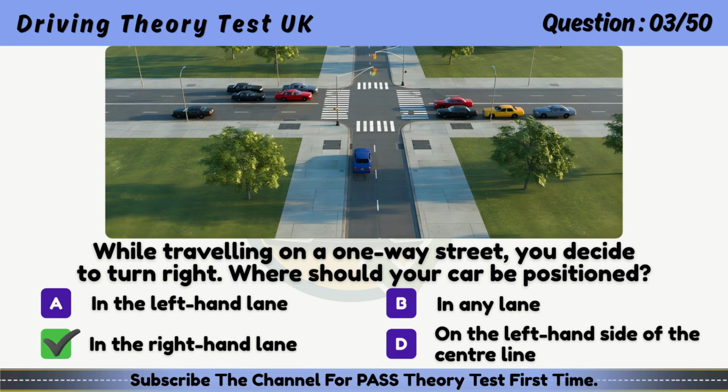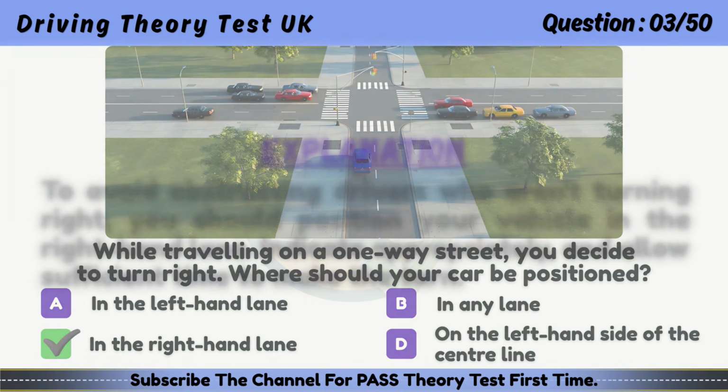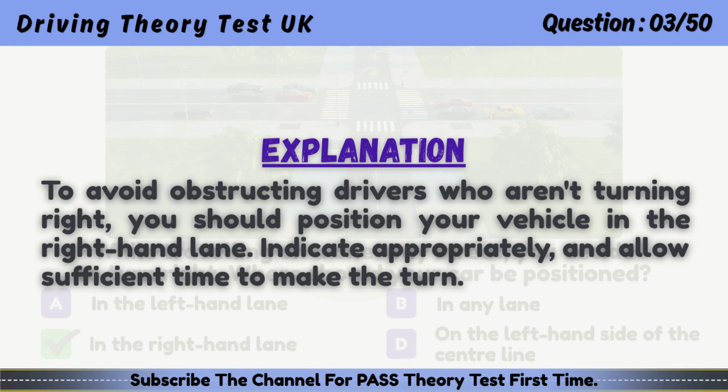Answer is C. In the right-hand lane. To avoid obstructing drivers who aren't turning right, you should position your vehicle in the right-hand lane. Indicate appropriately, and allow sufficient time to make the turn.